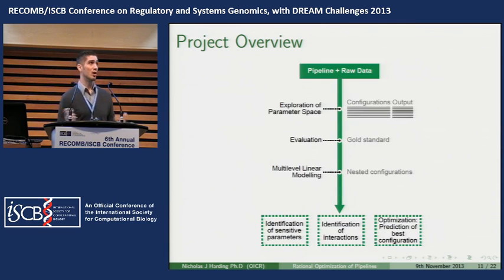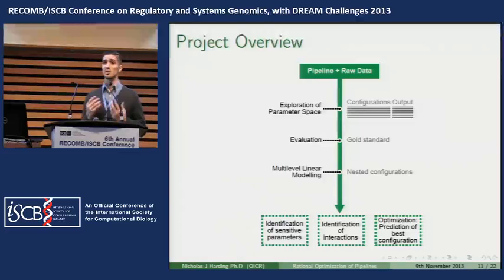Okay, so this is a general overview of our approach. We start off with a pipeline that we want to analyze and some raw data. This approach is generalizable. We then perform an exploration of the available parameter space. In some instances, it will be possible to explore every configuration exhaustively. In other situations, we have to sample from the possible configuration space.